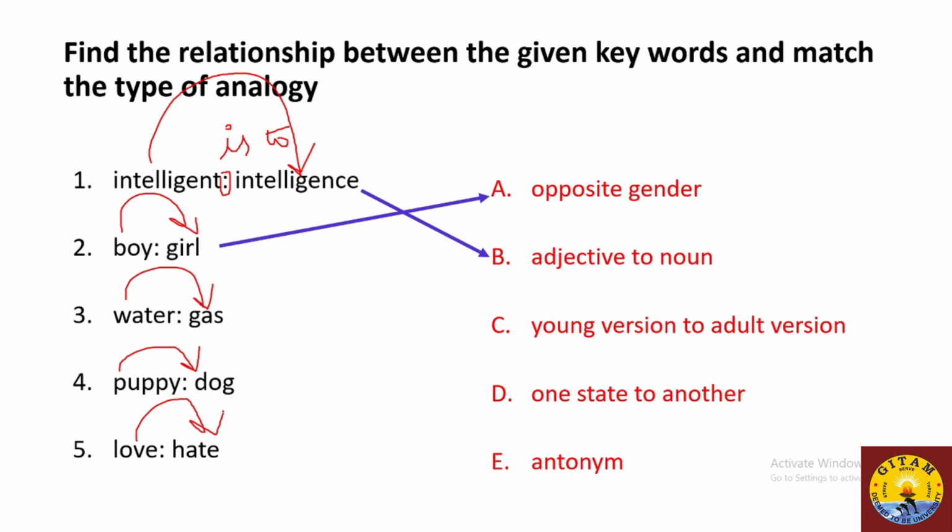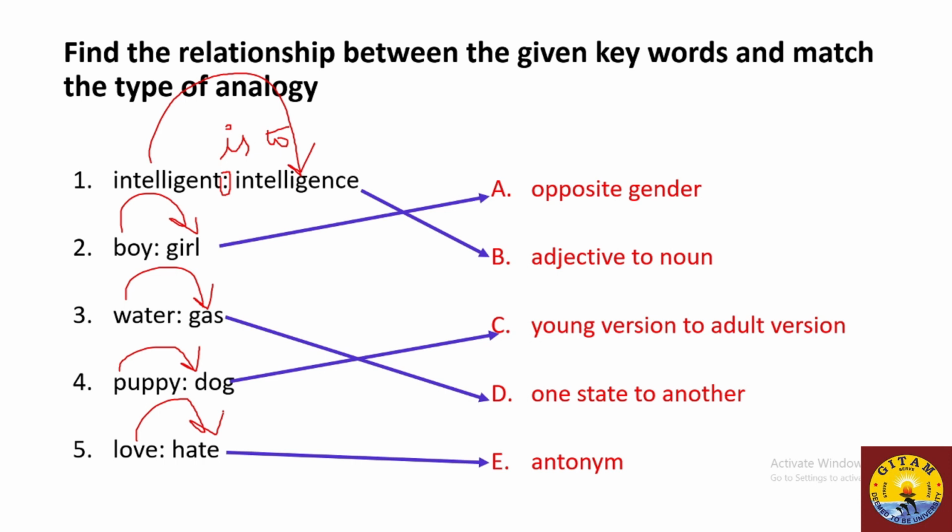Okay. Now let's try the next one. Water is to gas. This belongs to the one state to another state analogy. Now I'm sure you must have understood, and I'm sure you must have answered 4 and 5. Puppy is to dog. This is the young version to adult version analogy. Love is to hate. Love and hate are antonyms. Therefore, antonym analogies. I request you to take a screenshot.